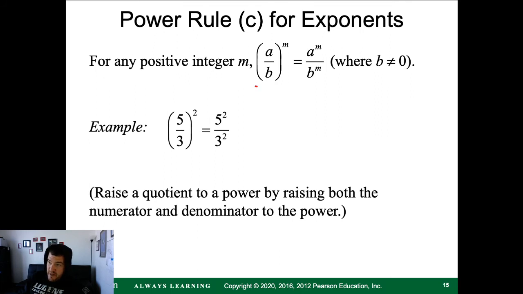And this is the very last one. So basically, remember in product rule B, we had 2 bases that were being multiplied together. Now we just have 2 bases on top. And again, distribute it to both. That's the key here. So when you raise a quotient to the power by raising both the numerator and the denominator, that's like the key there.